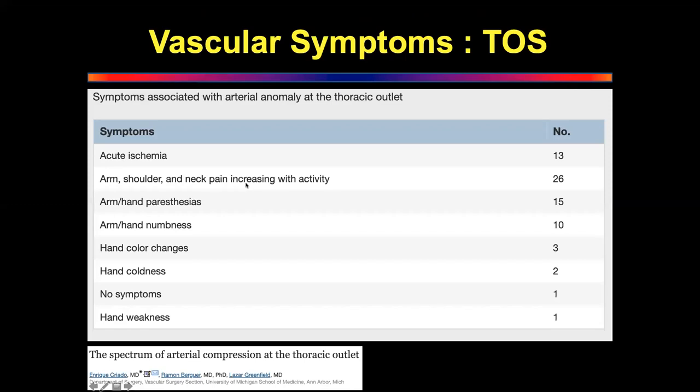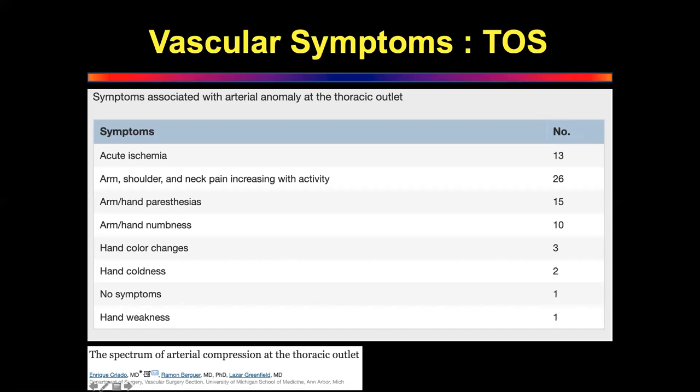What about vascular TOS? Vascular TOS can be associated with various symptoms directly related to compression of the vascular structure. So there's a very nice article published about the spectrum of arterial compression at the thoracic outlet. It's by Lazar Greenfield. And they have looked at a large series of their experience over many years. And one of the important symptoms which requires urgent intervention is acute ischemia. So for whatever reason, if you've got a compression of the vascular structure, maybe the artery or the vein, or you've developed thrombosis, and even worse, if you've developed ischemia secondary to embolization, then you will get an acute picture and you will have to act acutely on this patient.